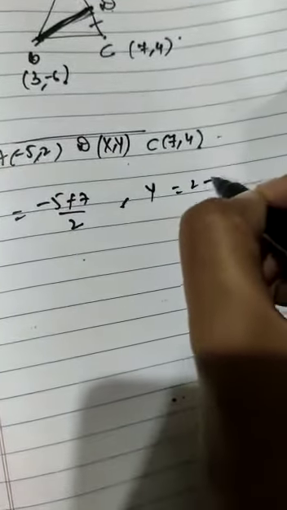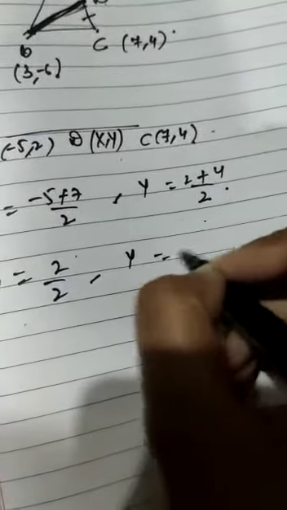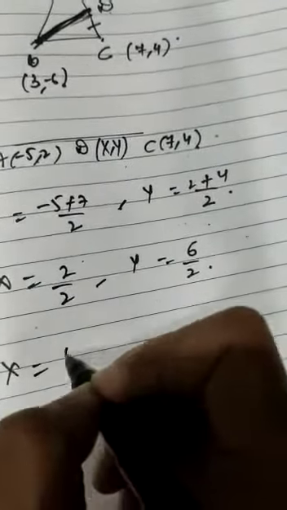D denotes the midpoint. So take it as capital X, Y. X is equal to (-5 plus 7) by 2. Y is (2 plus 4) by 2. X is equal to 2 by 2. Y is equal to 6 by 2. X is equal to 1. Y equals 3. So the coordinates of D are 1 and 3.